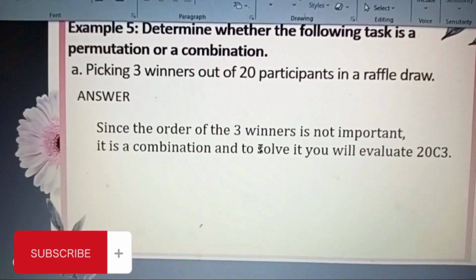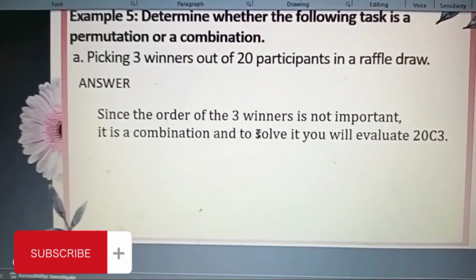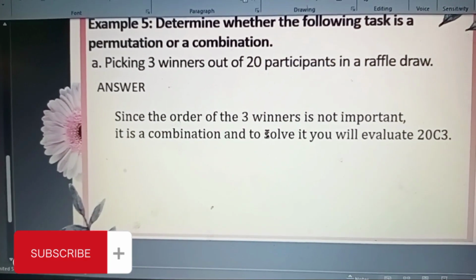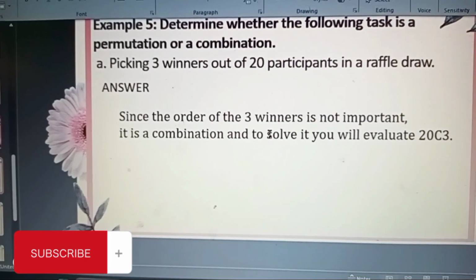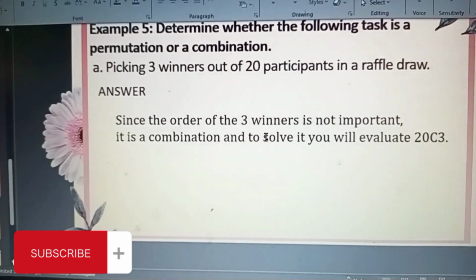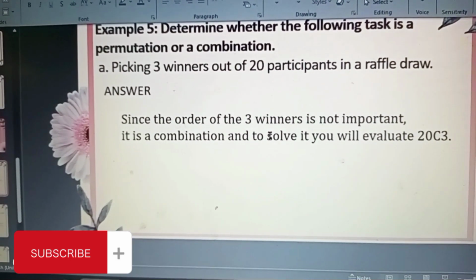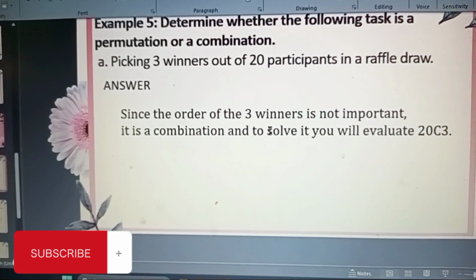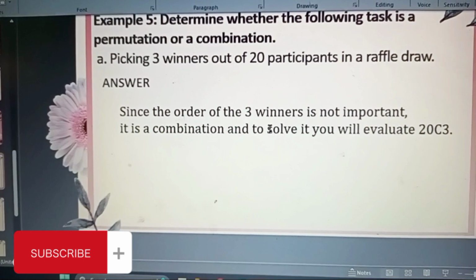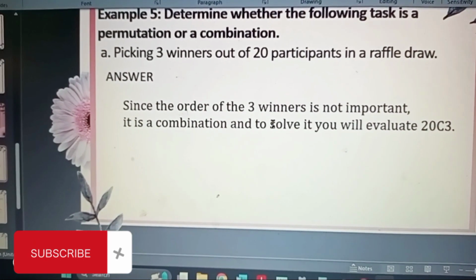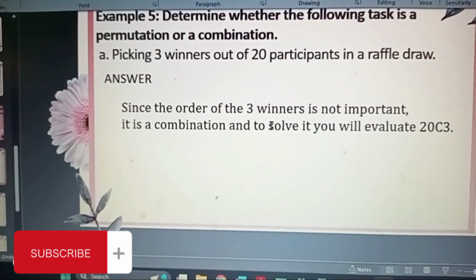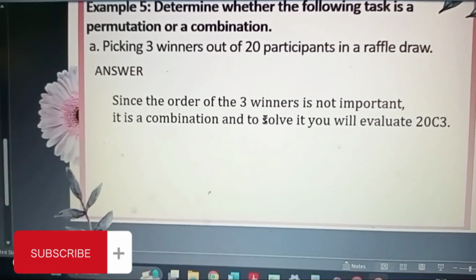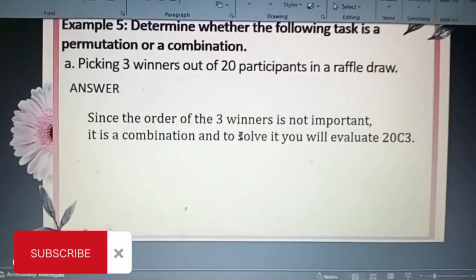So here we have an example. Determine whether the following task is a permutation or a combination. Picking 3 winners out of 20 participants in a raffle draw. So the keyword here is picking. So this is a combination. So the answer: since the order of the 3 winners is not important, it is a combination. And to solve it, you will evaluate 20 C 3.